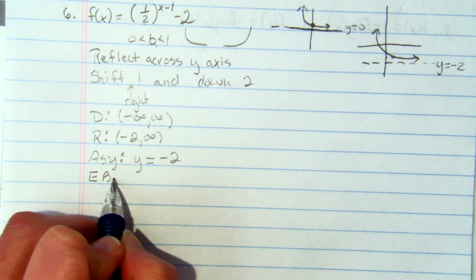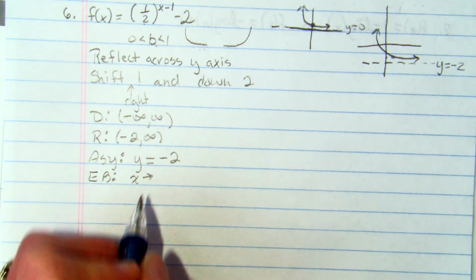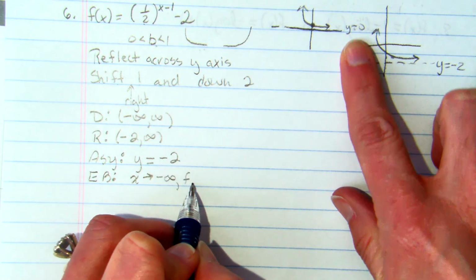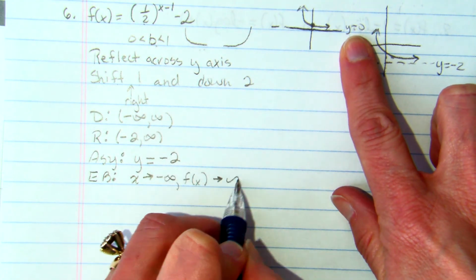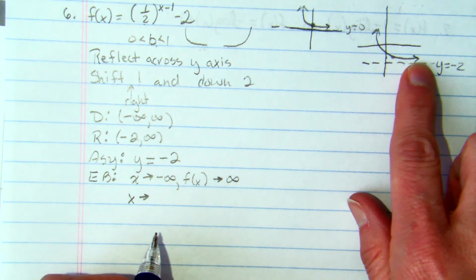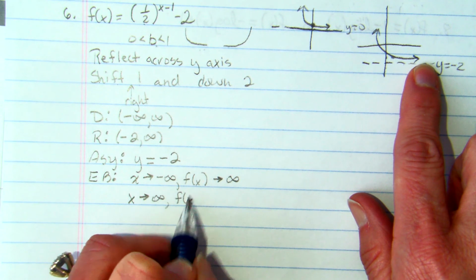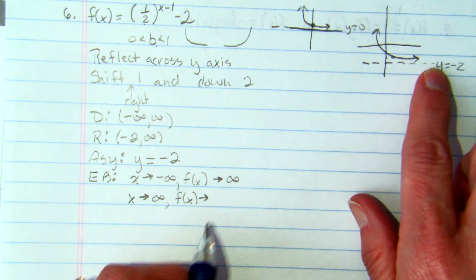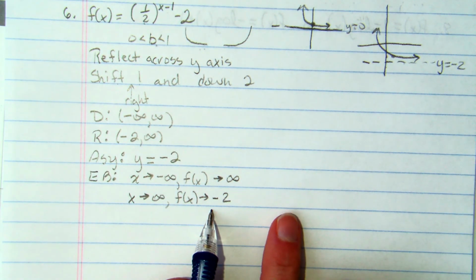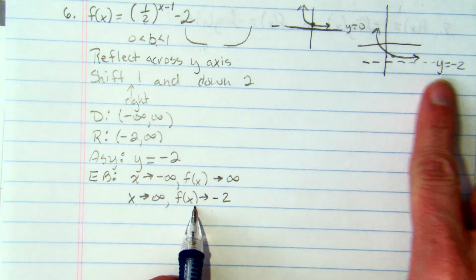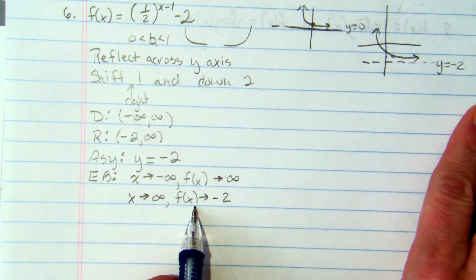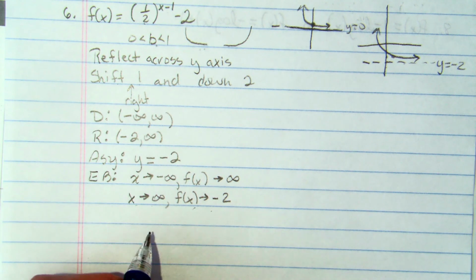My end behavior: as x approaches as far left as I can go, so as x approaches negative infinity, f of x is going up. So f of x approaches positive infinity. Go the other way. As x is approaching positive infinity, f of x is trying to go down, but it can only go down to negative 2, and it actually will never get there. It is approaching negative 2. It will never cross that asymptote. So as x is approaching positive infinity, f of x is approaching negative 2. And this graph is decreasing.